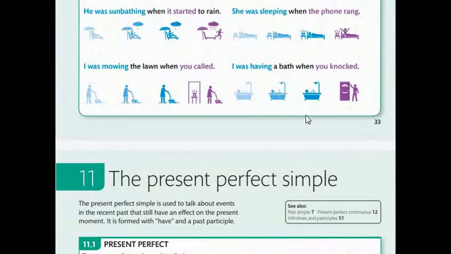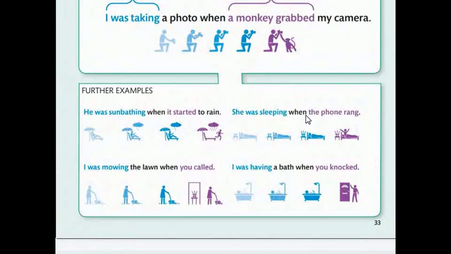Examples. He was sunbathing when it started to rain. I was mowing the lawn when you called. She was sleeping when the phone rang. I was having a bath when you knocked.